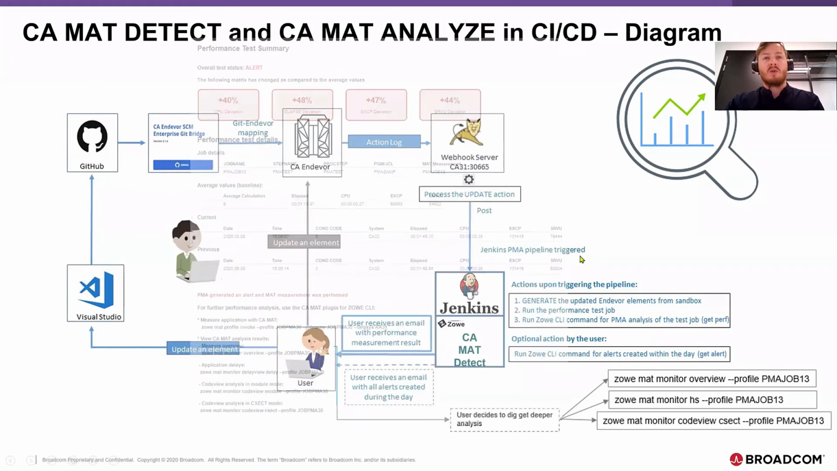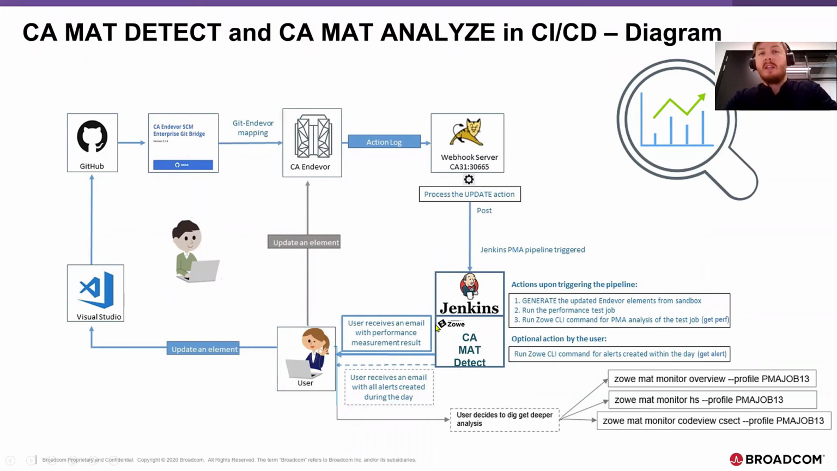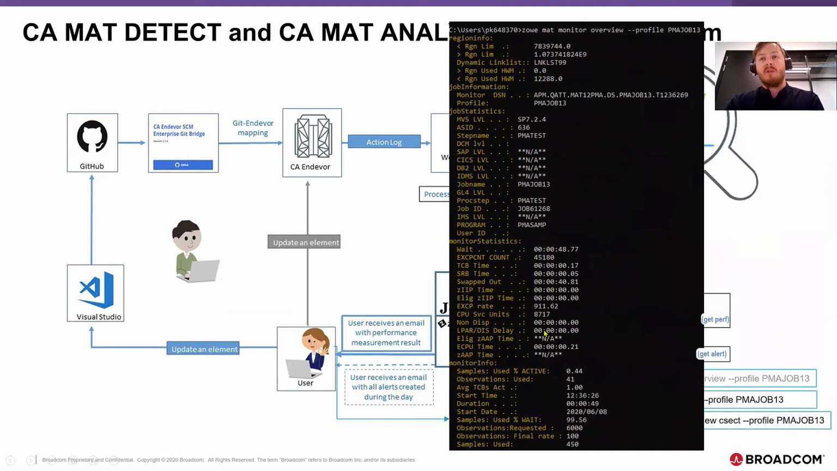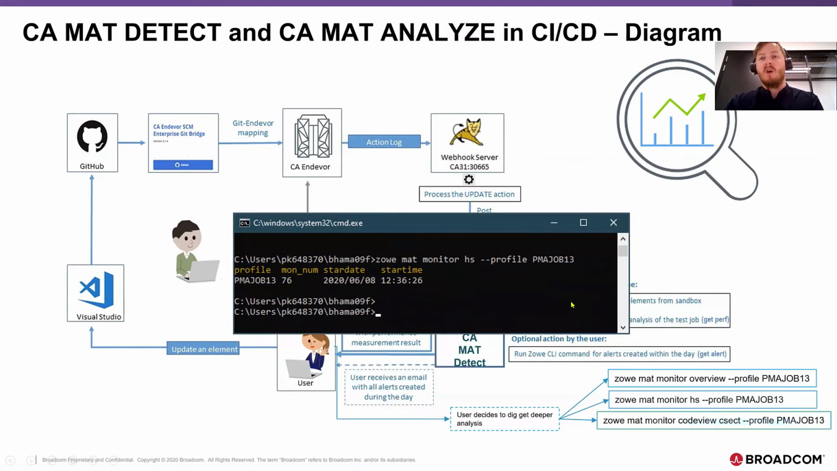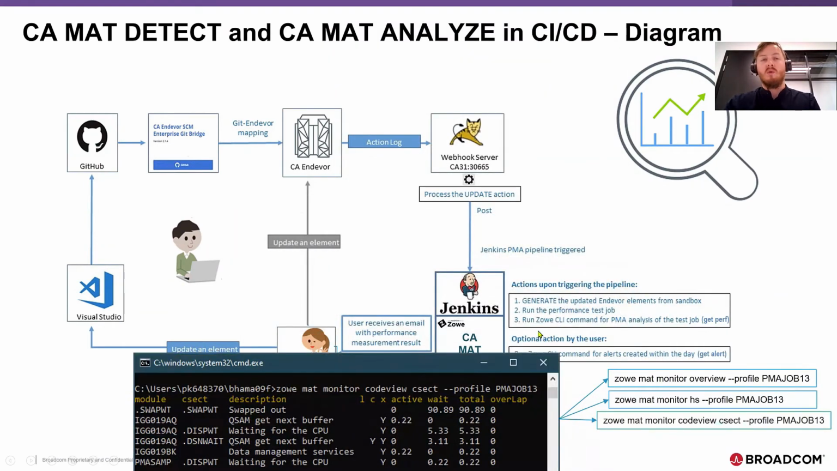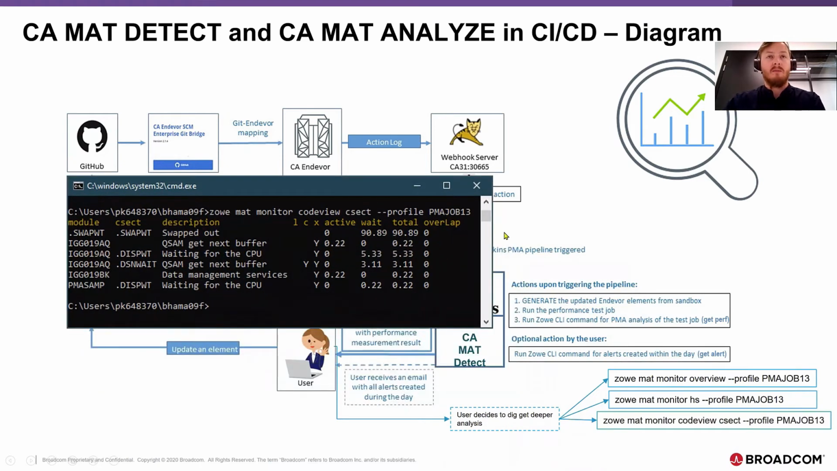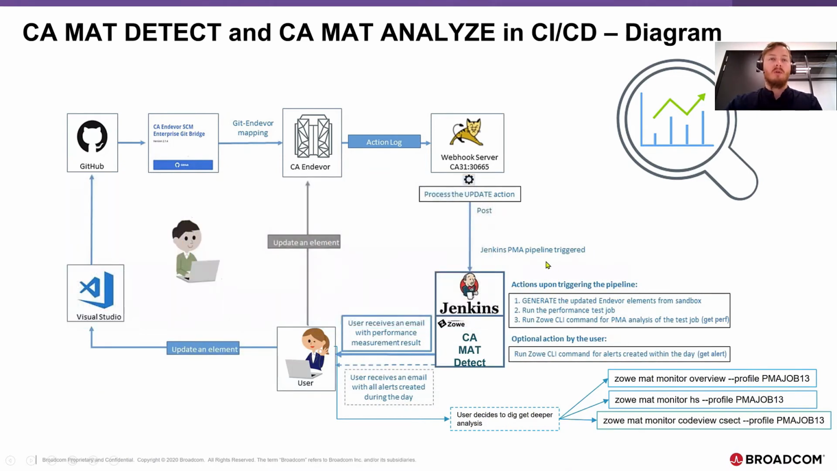And this is also when the alert is generated, where the CA-MAT Analyze component is being kicked off and an automatic measurement of the performance degradation of the program under test is being done. So she can then drill down into the details using the CLI commands respective to Mainframe Application Tuner, bring up, for example, the overview of the program, take a look at the history of the measurements, or she can drill down into the code view and CSECT section and inspect what is the issue and what's the culprit.